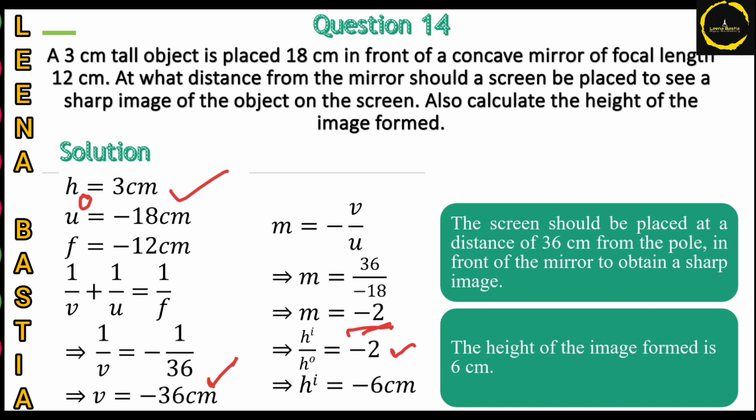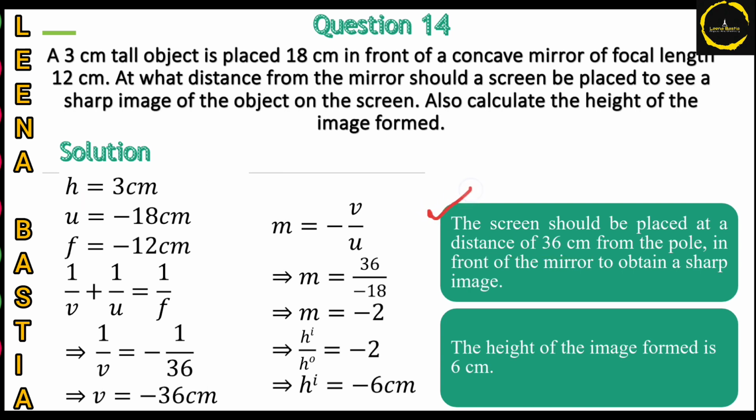Now let us see how to answer it in the green boxes. At what distance from the mirror should a screen be placed? Screen distance is the same as the image distance. Got it? Whatever image distance v you have got, that should be the position of the screen to get a sharp image. So the screen should be placed at a distance of 36 centimeter from the pole in front of the mirror to obtain a sharp image. You have to write that way.